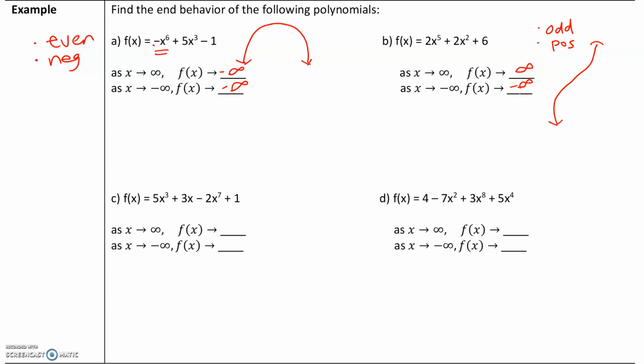Okay, let's take a look at the next one. We got f of x equals 5x cubed plus 3x minus 2x to the 7th plus 1. This is kind of a trick question. It makes it seem like the leading coefficient is 5x cubed, but the leading coefficient is the coefficient of the highest degree, or the leading term. So I'm going to rewrite this as f of x equals negative 2x to the 7th plus 5x cubed plus 3x plus 1. Now I can see that this is an odd function with a negative leading coefficient.